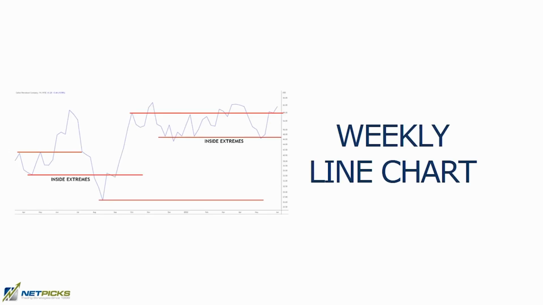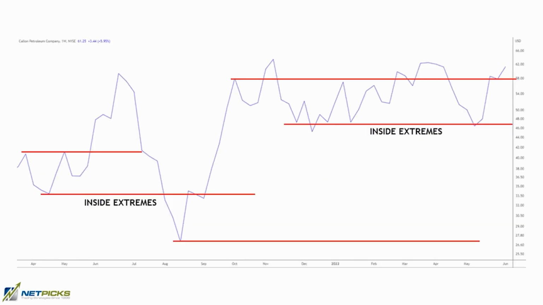So the first part of our strategy is a weekly line chart. Now, line charts just plot the closing prices of the previous week. Okay, they're really useful to filter out the noise that you'll get with a bar chart or a candlestick chart. And while you can use the extreme pivots on these charts, if you go inside the extremes, it's pretty valuable. Because oftentimes, when price returns to these zones, price will reverse prior to the extreme high or low.